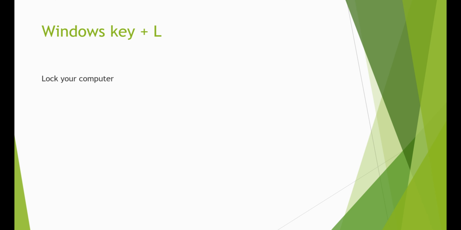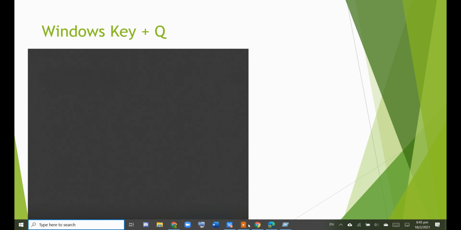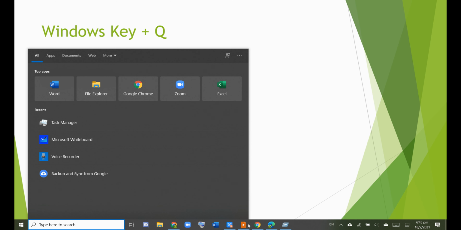Windows key plus L is to lock your computer, so that if someone else suddenly takes the computer, you can quickly lock it. Windows logo key plus Q is to open the search bar, and then you can search for documents, apps, and more.